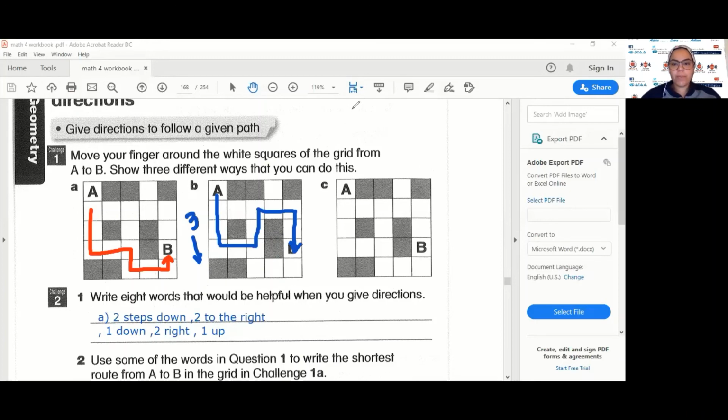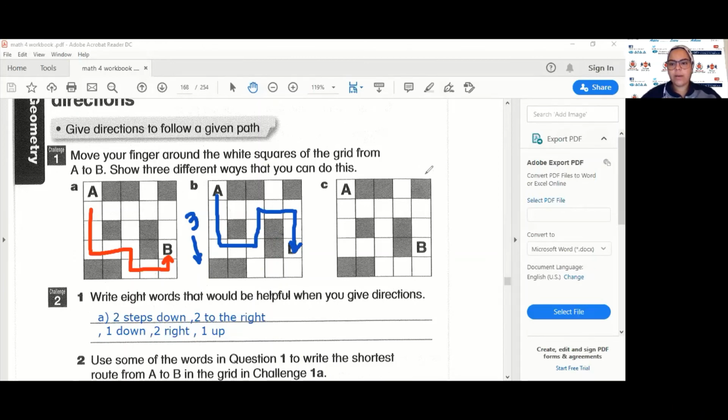I can't change the path, okay? So you can move from A like this and then go from this way, okay? So he wants you to show 3 different ways that you can do this from A to B in A, B, and C, okay? So yes, what I did now is what I did in the previous one. So this is A, B. Let's do C together. Okay.